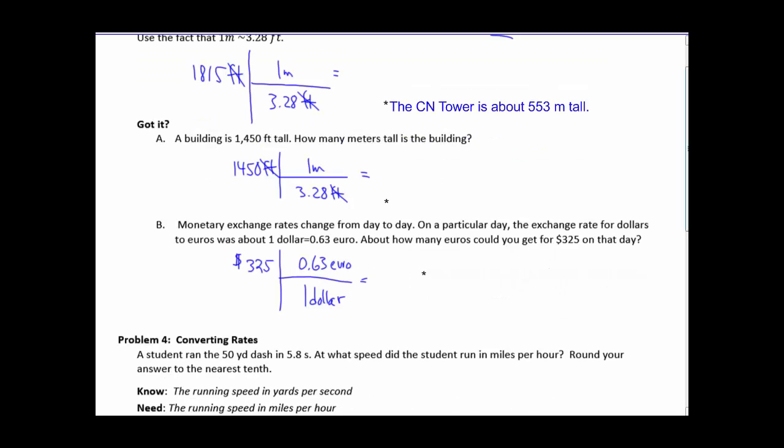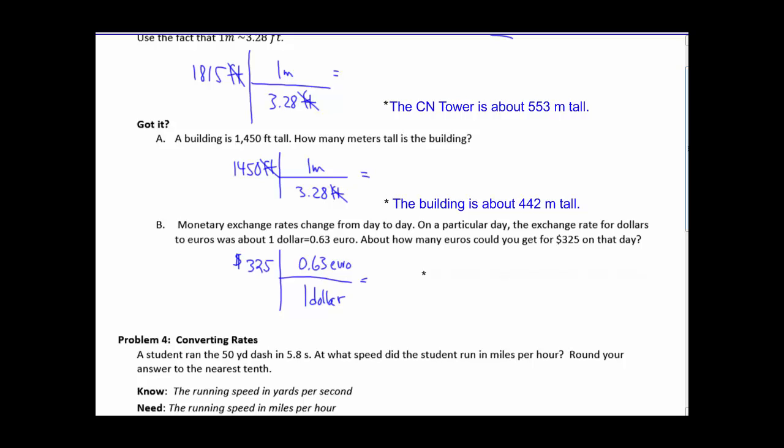Welcome back. A building that is 1,450 feet tall. We need to figure out the meters. We're going to divide the 1,450 by 3.28. That should give us a building being about 442 meters tall.